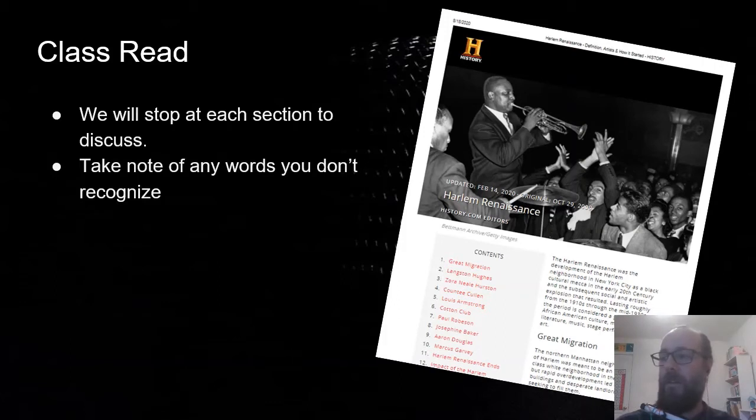Where it says Harlem Renaissance, History.com editors. So the Harlem Renaissance was the development of the Harlem neighborhood in New York City as a black cultural mecca in the early 20th century and subsequent social and artistic explosion that resulted. Lasting roughly from the 1910s through the mid-1930s, the period is considered a golden age in African American culture, manifesting in literature, music, stage performance, and art. All right, so we're going to go ahead and fill in the first question on our Introduction to Renaissance sheet, which is, what is the Harlem Renaissance?